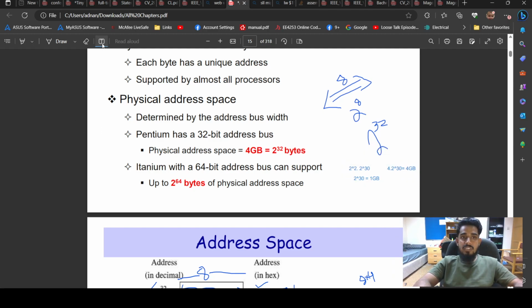So it is like this, and that's why it's written like that. If someone asks you the physical address space, you have to see only the address bus width. As Pentium 4's address bus width is 32 bit, it's 2 to the power 32, which is only 4 gigabytes. I hope you understand how it is 4 gigabytes. This is for your understanding. And again, a processor with a 64-bit address is definitely 2 raised to the power 64, and you can convert it into gigabytes easily.